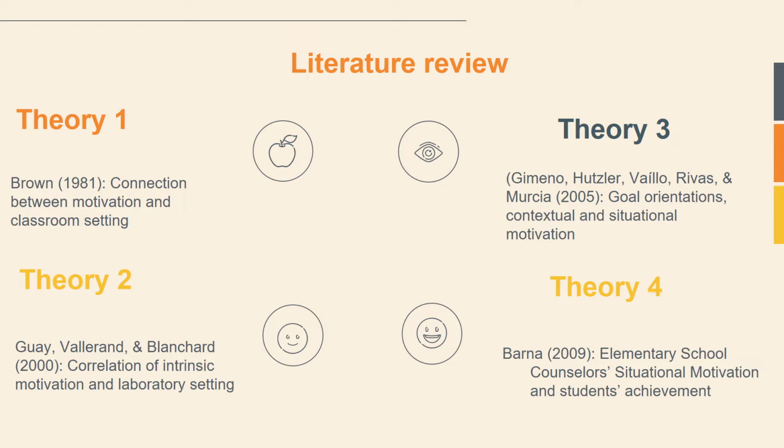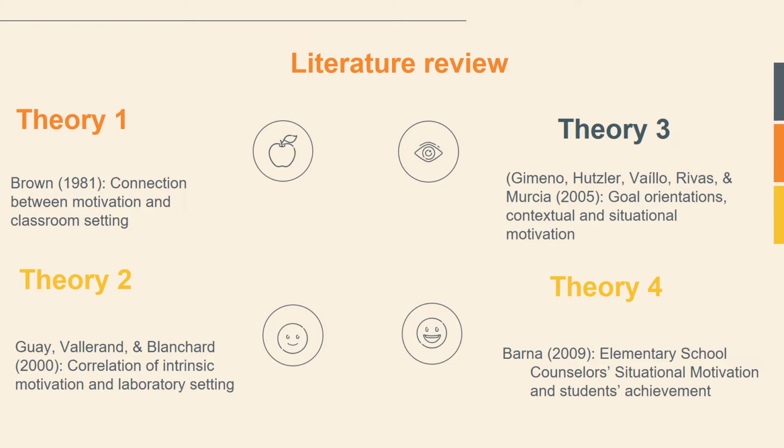The first theory is conducted by Proud in 1981. So, he identified the connection between motivation and classroom setting. He identified the situational motivation, which varies according to the situation in which learning takes place. The motivation associated with classroom learning is distinct from the motivation involved in naturalistic learning.